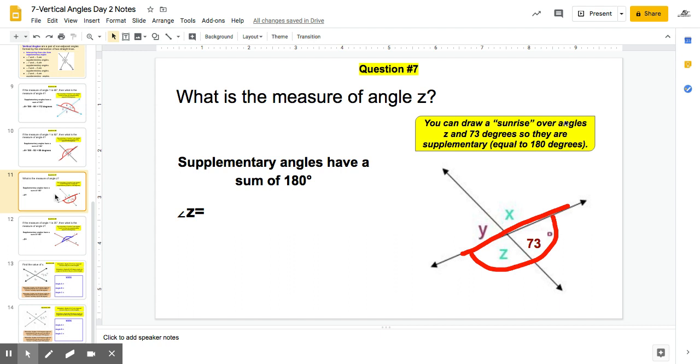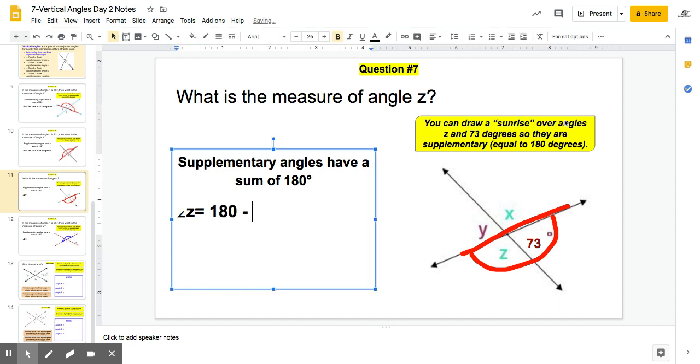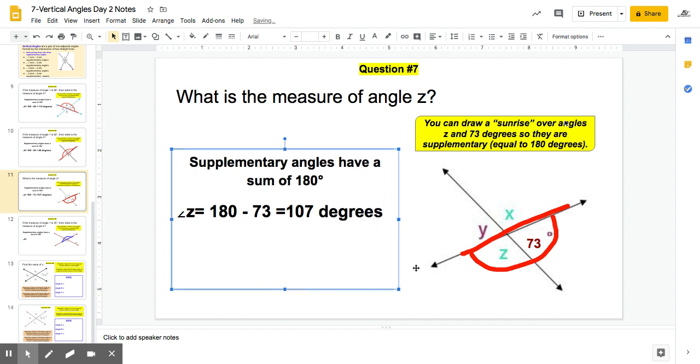Okay, number 7. What is the measure of angle Z? Well, this angle right here is 73 degrees. I know that this 73-degree angle and angle Z are supplementary. I drew my sunrise, it's just upside down. So I can find the measure of angle Z by simply subtracting 180 minus 73, which gives us 107 degrees. So the measure of angle Z is 107 degrees.